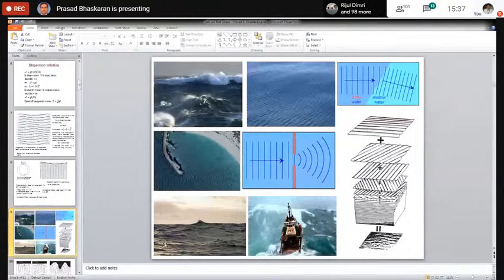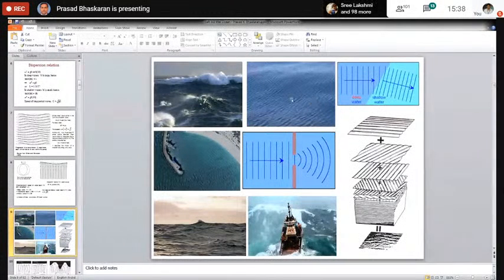Now this figure gives an idea. If you see the top left panel, it shows the waves in the deep ocean. The same waves, if you see in the shallow water, you can see how smooth it is. It looks very smooth. So what you are understanding from this figure is that the amplitudes are small and the wavelength is large.